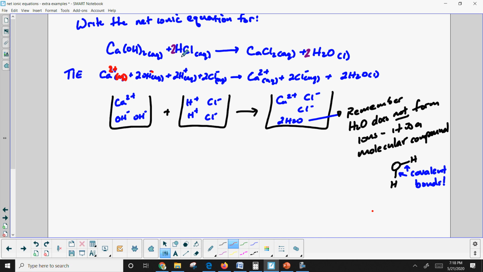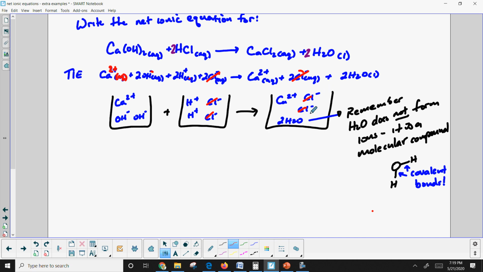Here, this is going to be forming ions as well. I'm going to have 2 hydrogen ions and 2 chlorine ions. Finally, calcium chloride is also soluble. So you have 1 calcium ion, 2 chlorine ions. Now remember, water is not an ionic compound. It's a molecular compound. It has covalent bonds. So you just leave it as H2O, liquid. So what we then do is we cancel out these spectator ions. So let's see what we have here. We've got chlorine ions before and after. We cancel those out. There we go. So total ionic equation.